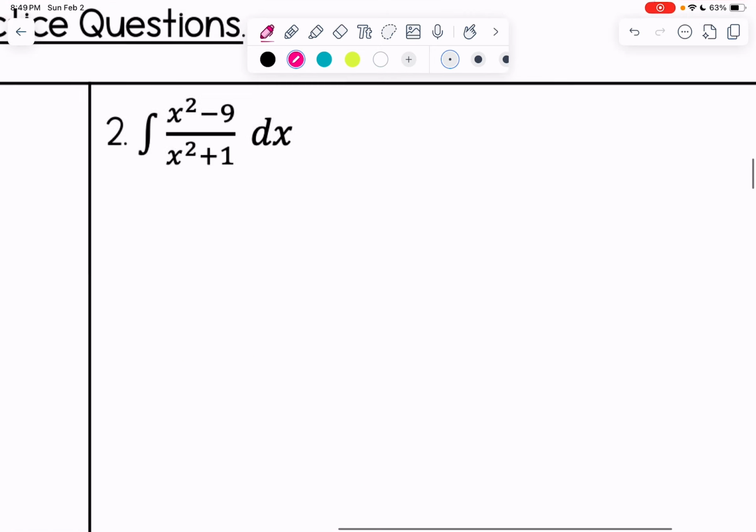Number 2, x squared minus 9 over x squared plus 1. So this is an example where I'm going to have to divide, but synthetic division does not work because of the format of the denominator. So I'm going to set up long division, and I'm going to, of course, put 0x in as a placeholder.